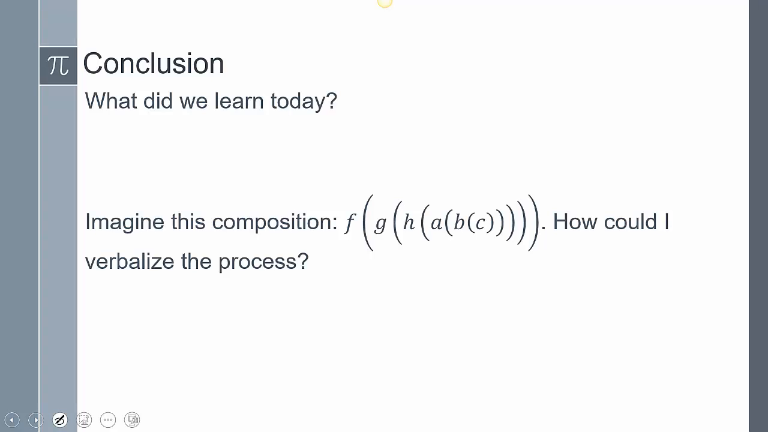You take whatever c is, you plug it into your b function. You take whatever your b of c is, you plug that into your a function. You take whatever this is, you plug it into your h function. You take whatever this is, you plug it into your g function. You take whatever this is, you plug it into your f function. And through that enormous amount of simplification that's probably going to be required, you would have your answer.